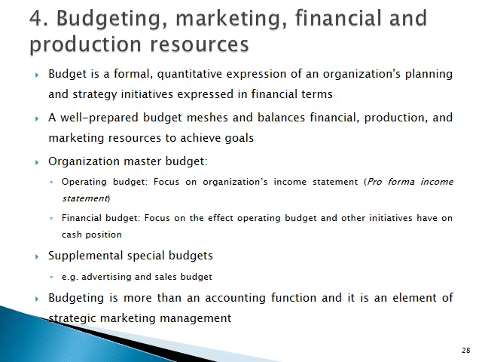In organizations, there can be different kinds of budget. There can be master budgets, which basically have your operating budget, which is all about your income statement, and there can be some financial budgets, which are covering some of your expenditures and also your cash position. Supplemental special budgets may also be there in marketing. For example, advertising budgets are there, sales budgets are there. So in addition to the master budget for your marketing plan, there can be some additional special budgets as well.